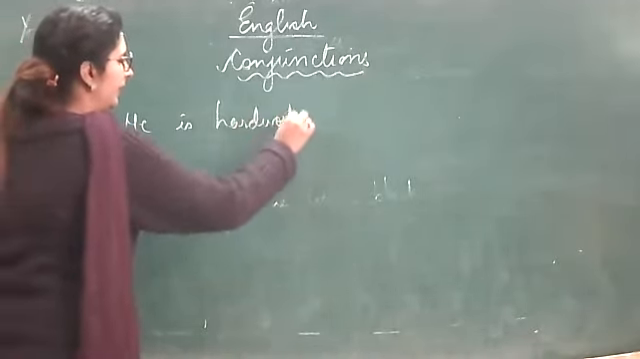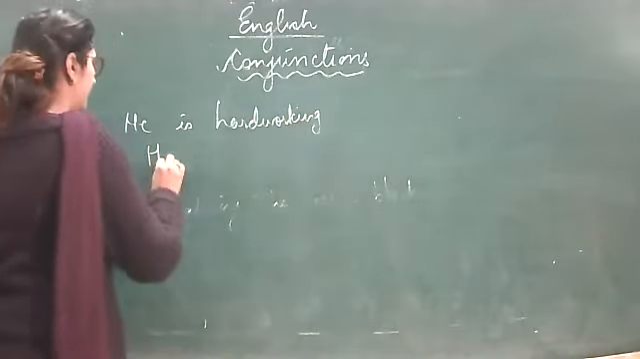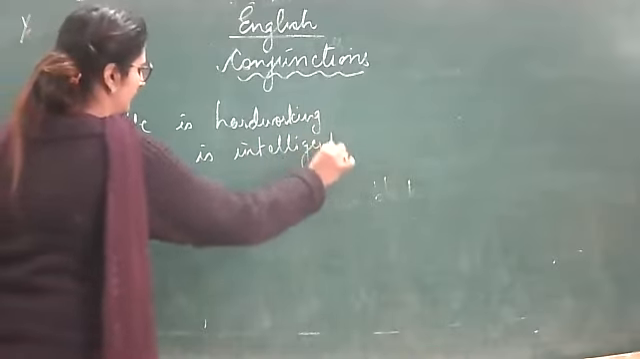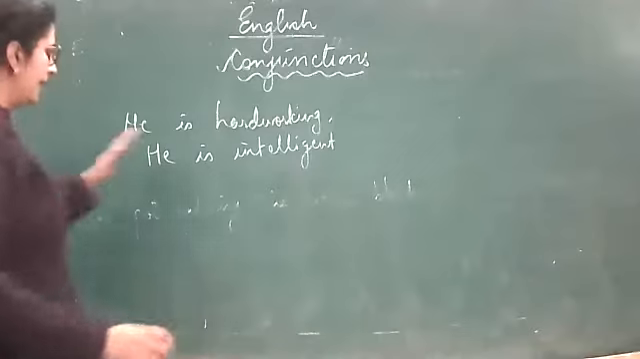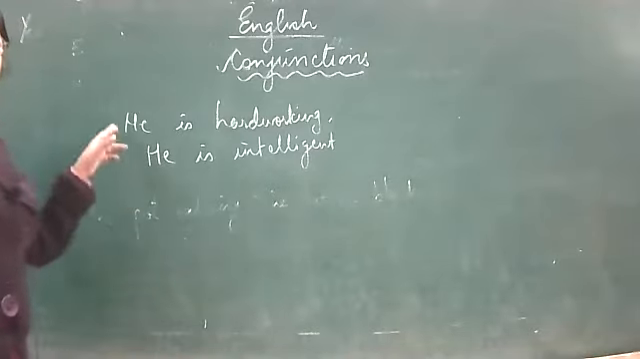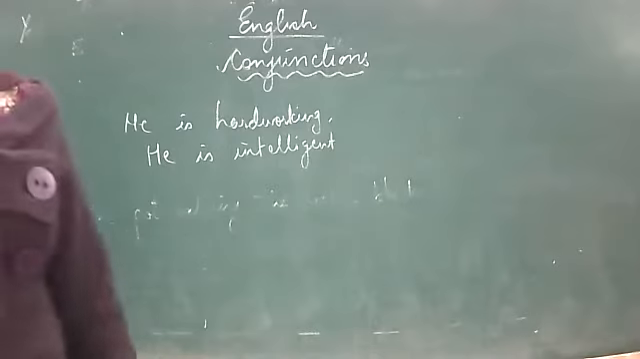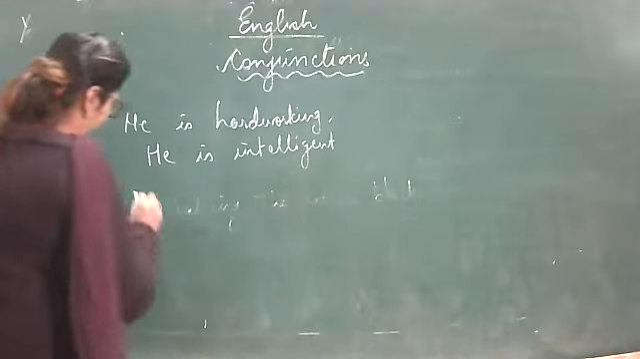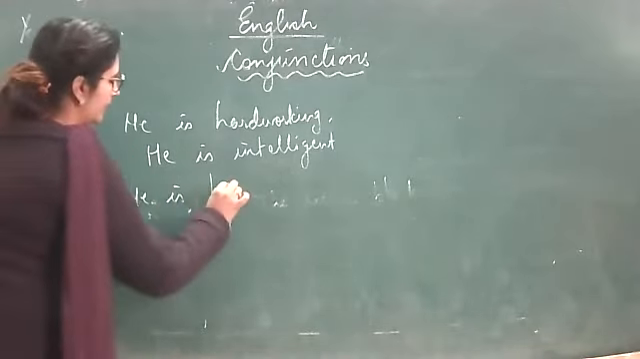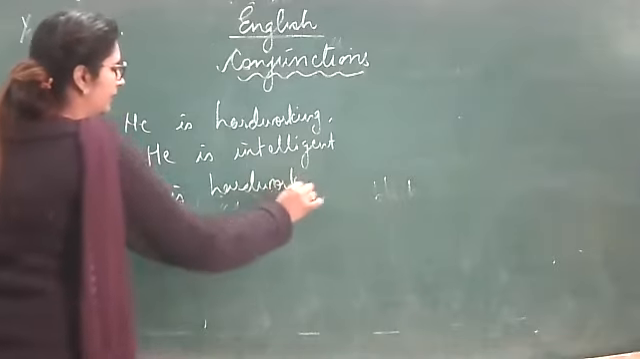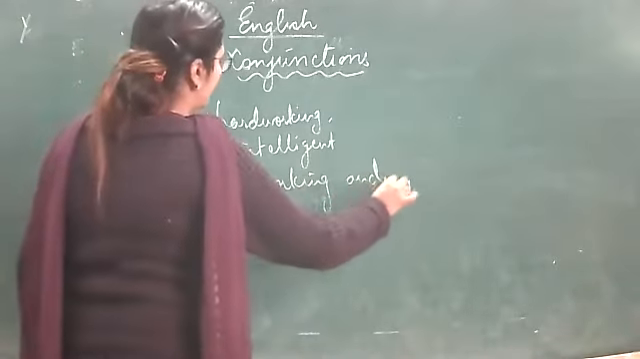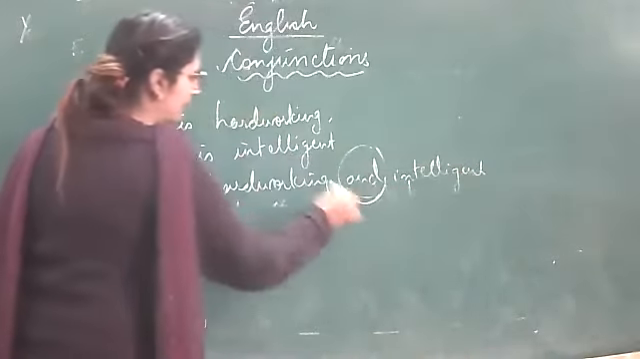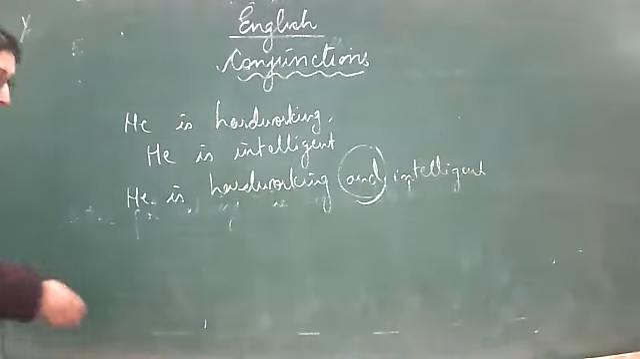He is hardworking. This is one sentence, and he is intelligent. These are two sentences. I'm telling you, join these two sentences. How will you join? He is hardworking and intelligent. So you have joined these two sentences, right? What is this and? What is this conjunction?